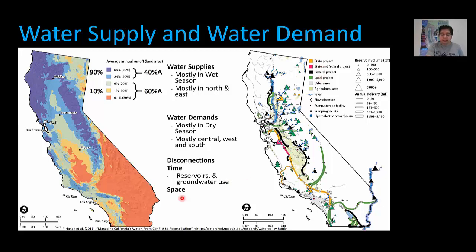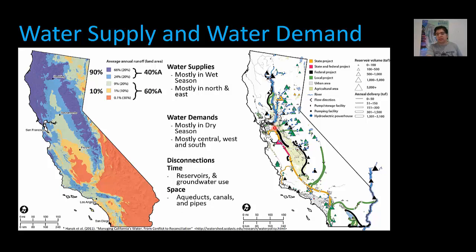Now, what do we do to address this disconnection in space? Basically, we have built aqueducts, canals, pipes, and all these lines. In essence, we're moving water from the Sierras to the coast, and that will be Hetch Hetchy, East Bay MUD, we have the Los Angeles Aqueduct, the Colorado Aqueduct, the All-American Canal, Coachella, moving water east to west.